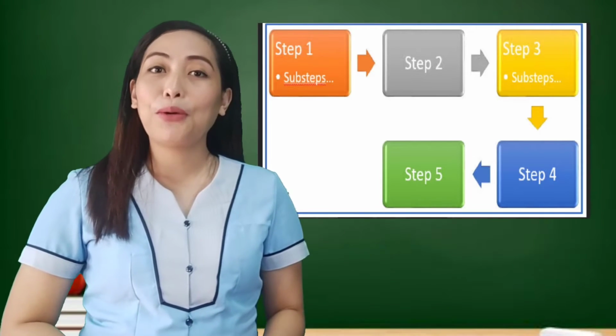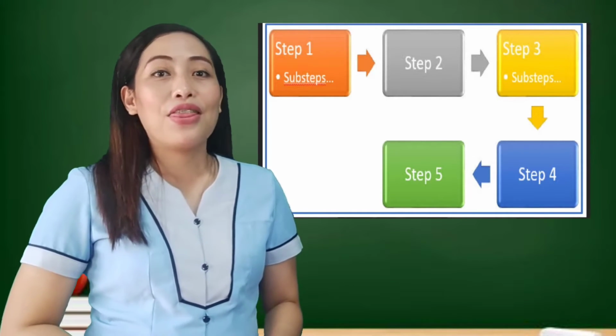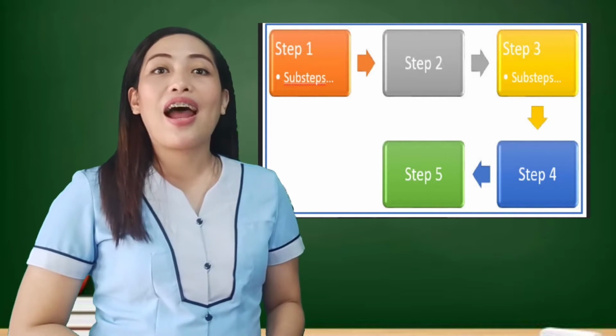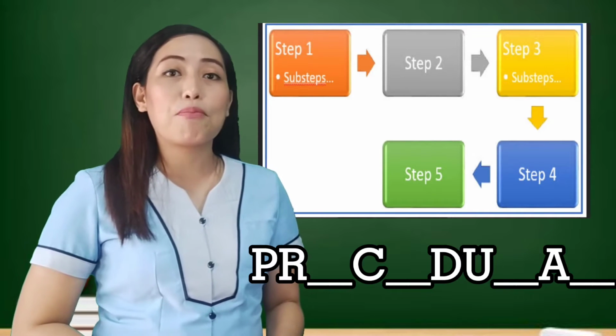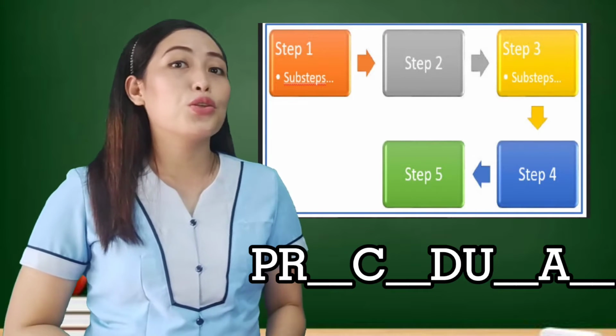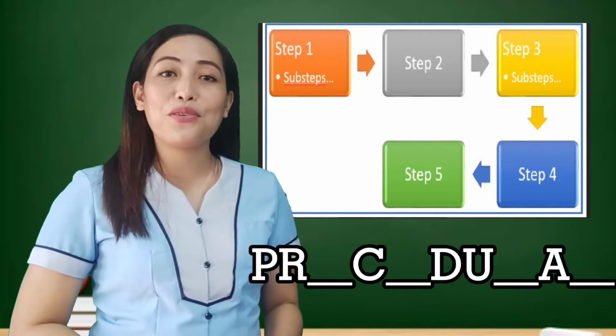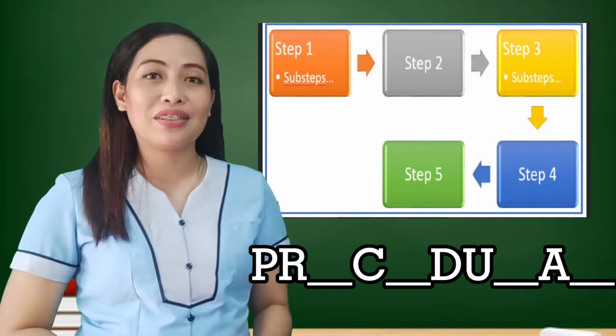So, are you ready for our lesson today? Let's have first a guessing game. Guess the word by supplying the missing letters in each item that best describe the meaning of the picture. Number 1. The first picture shows an example of a graphic organizer that illustrates a process from step 1 to step 5. Now, can you guess the word using this clue?